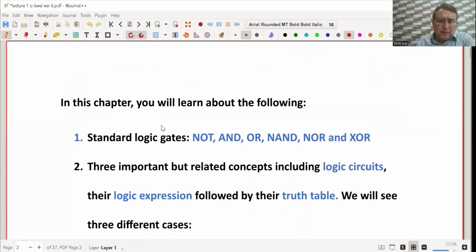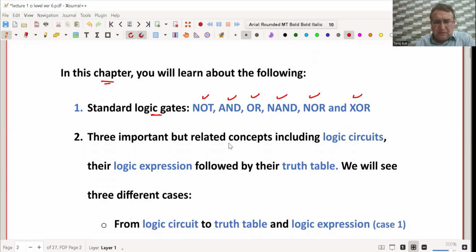So the objectives that we will meet after today's lecture are the following. First of all, we'll go through 6 logic gates which are a part of your curriculum: NOT gate, AND gate, OR gate, NAND, NOR, and XOR gates.